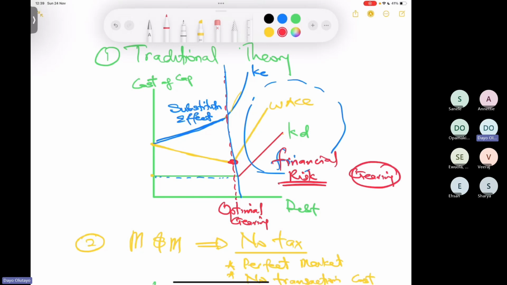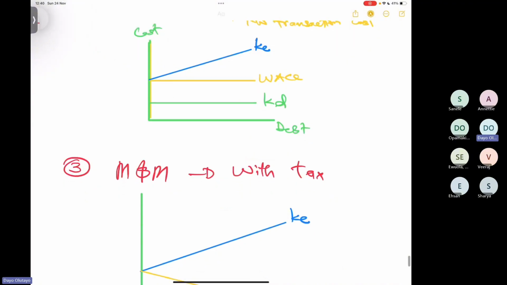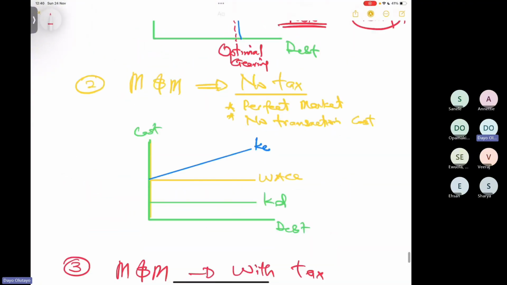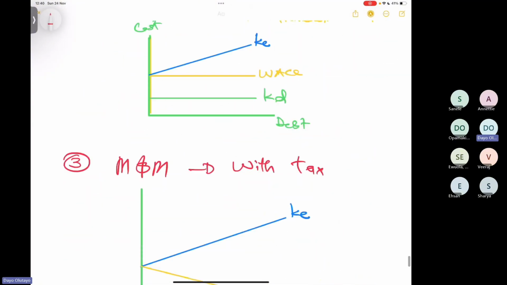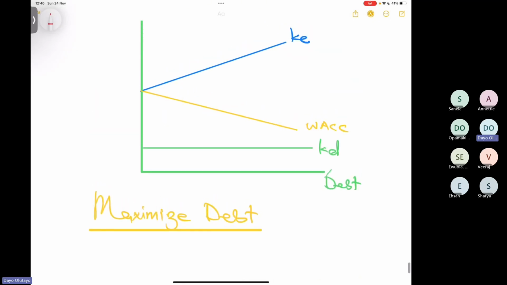Because gearing has made all the costs go up. Okay, so you can see that the three graphs are different and you need to understand them. You can be tested. Please pay attention to the differences and the similarities. Any question so far?